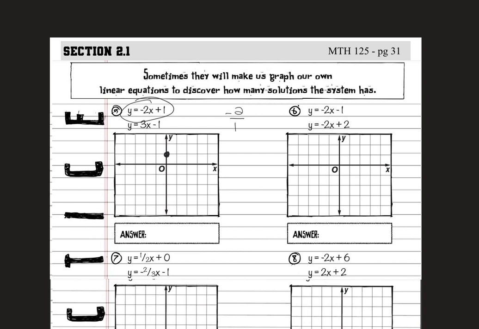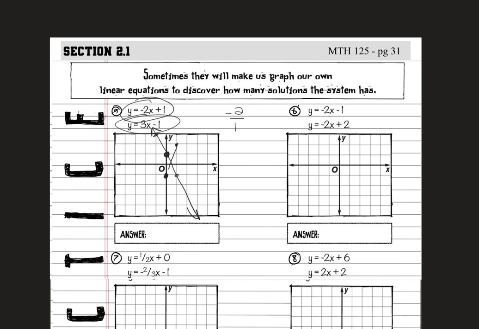I can rise +2 and run -1, or I can rise -2 and run +1. This is the first line right here. It's so funny because this iPad doesn't have the ability to do a straight line, or this app doesn't have the ability. It's fine. This one, -1 is my y-intercept, rise 3, run 1. It's right here.